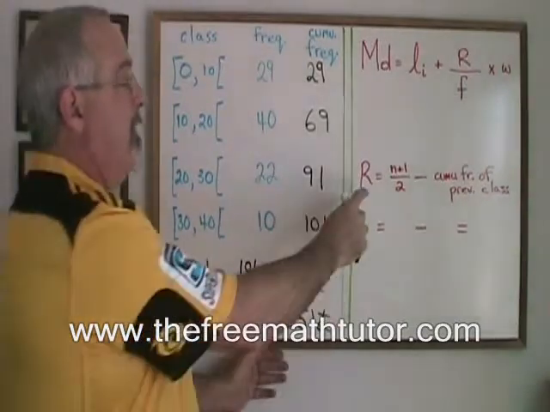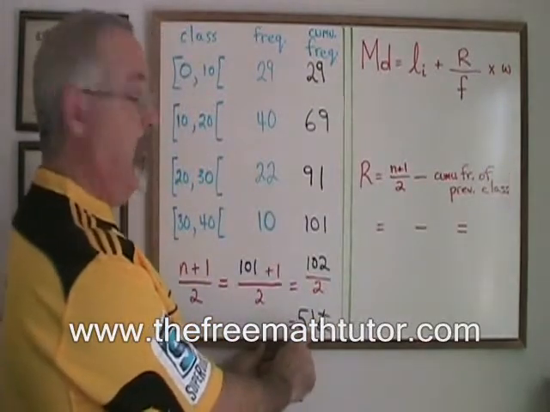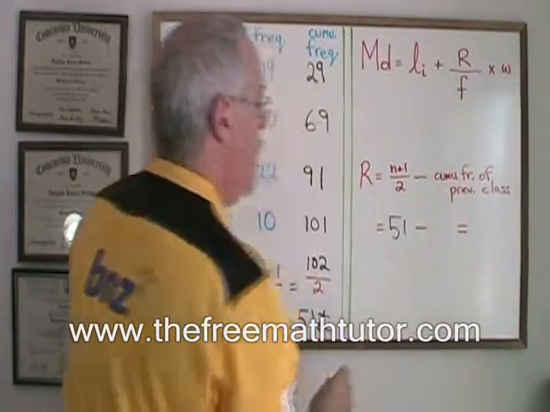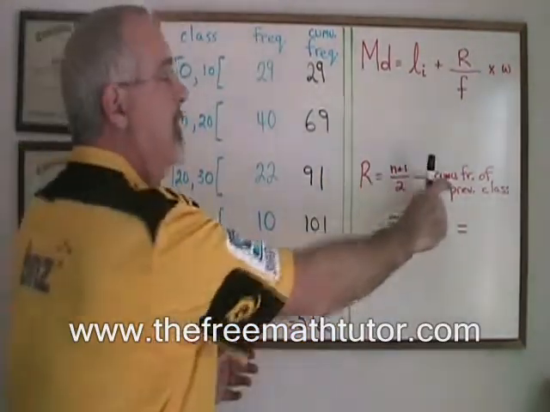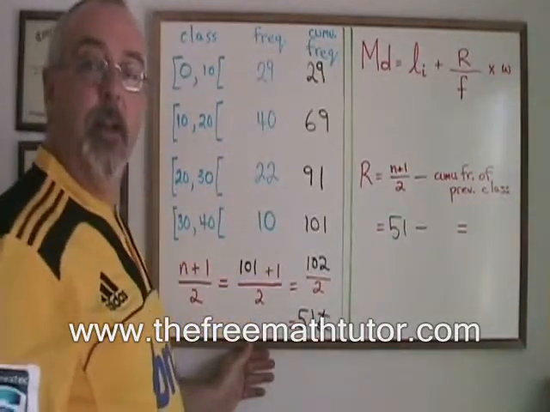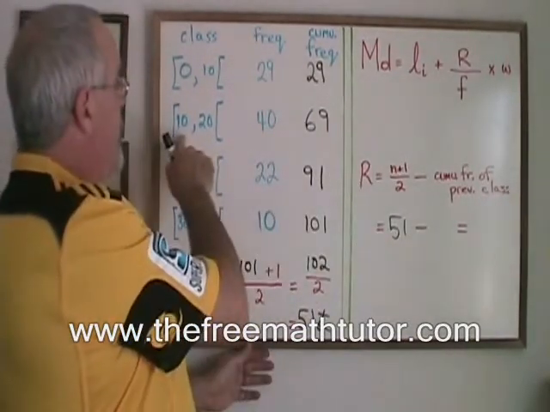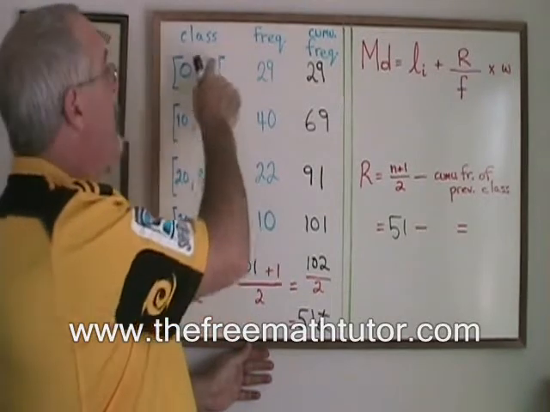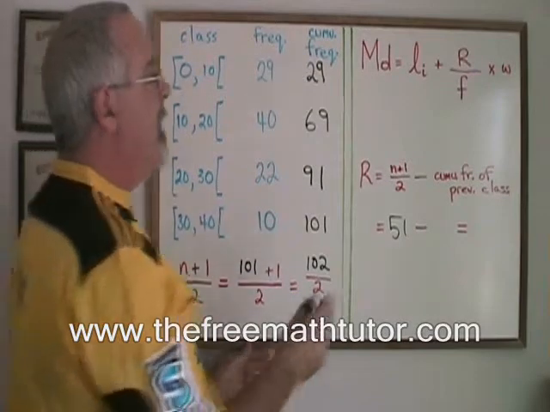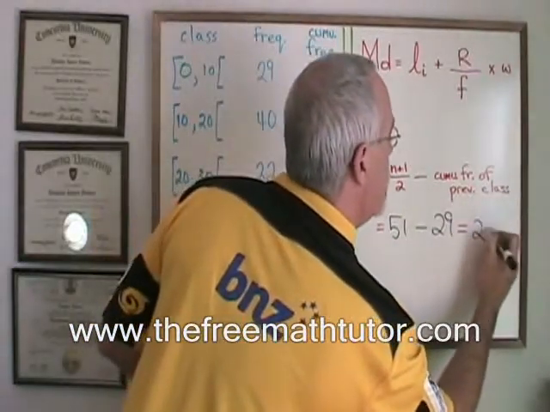And the way to find our R value, our rank, is to take the result of the n plus 1 over 2 that we did before, our 51, and from it we subtract the cumulative frequency of the previous class. So now we have another reason why we want this cumulative frequency information. It's the previous class's cumulative frequency that we care about. The median class is 10 to 20, the previous class is the 0 to 10 class. It's its cumulative frequency that we need. So we are subtracting 29, and the answer is 22.